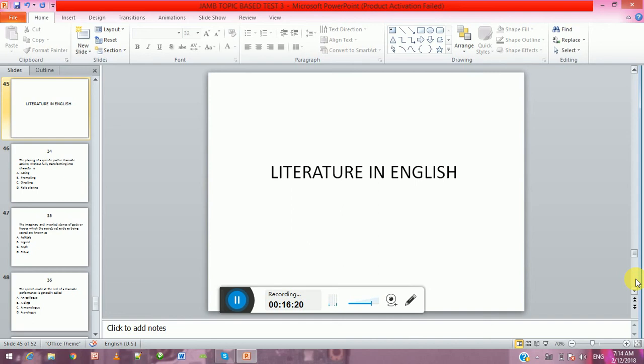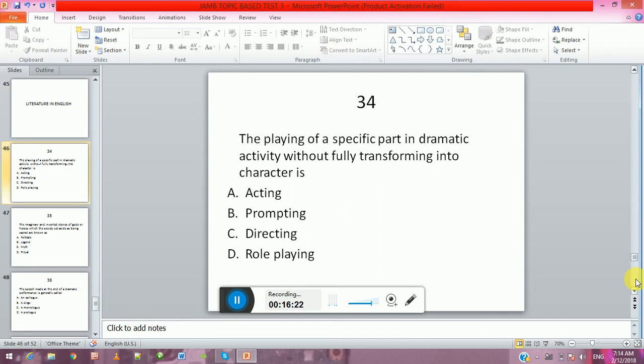Literature in English. The playing of a specific part in dramatic activity without fully transforming into character is A. Acting, B. Prompting, C. Directing, D. Role-playing.